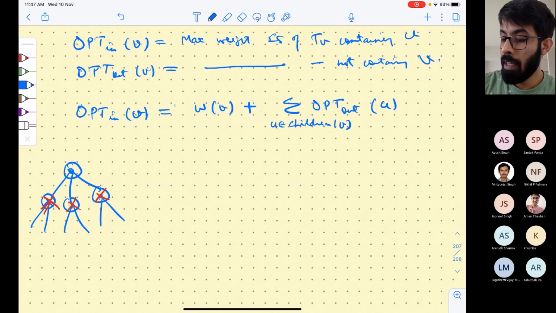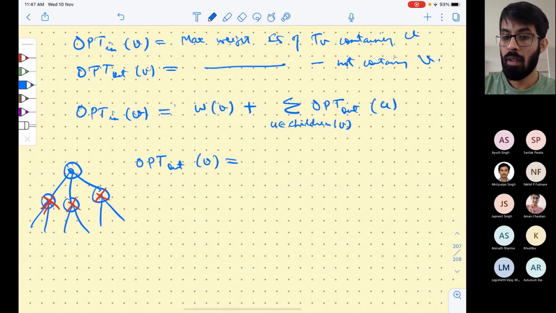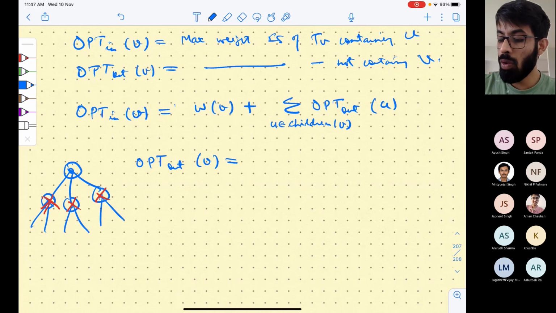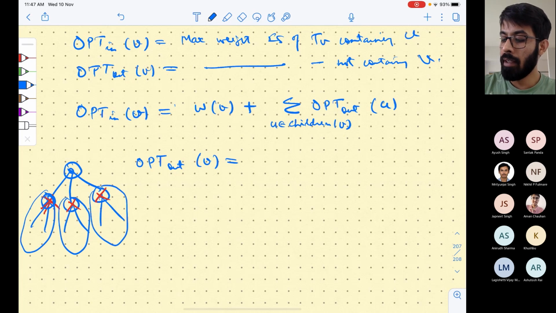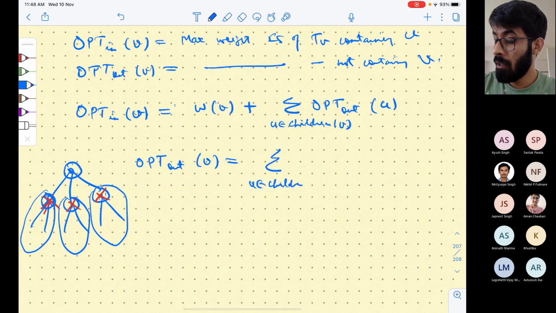Right? And what is opt-out of V? So now we don't have weight of V, of course. And now what we do, we take the maximum of all these trees, and they can be combined. So they can include the child or they might not include the child. So again, U belongs to children of V, max of opt-in of U, opt-out of U.